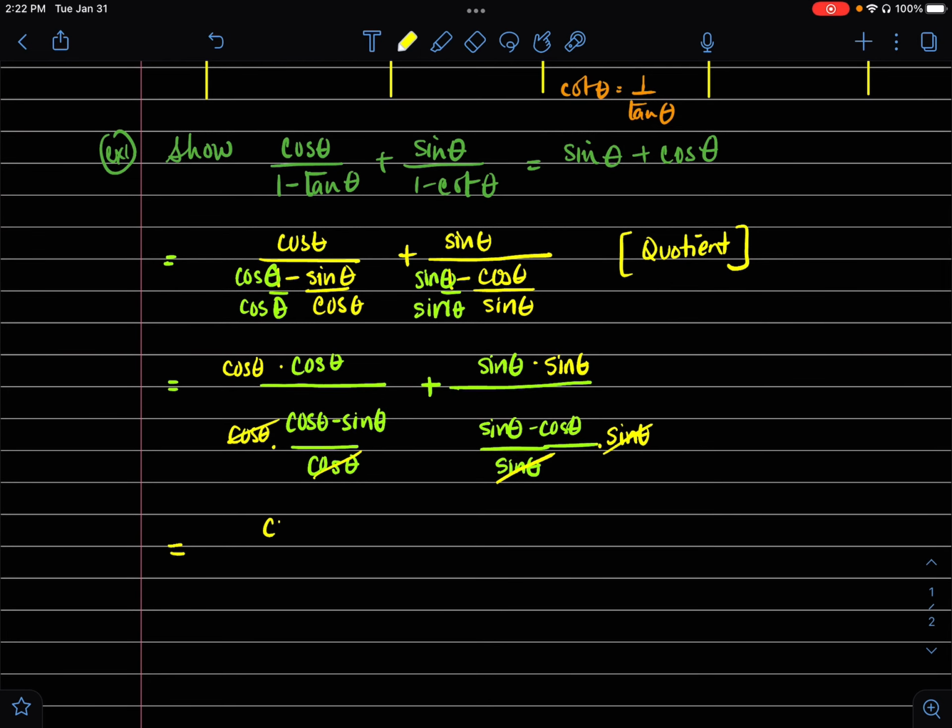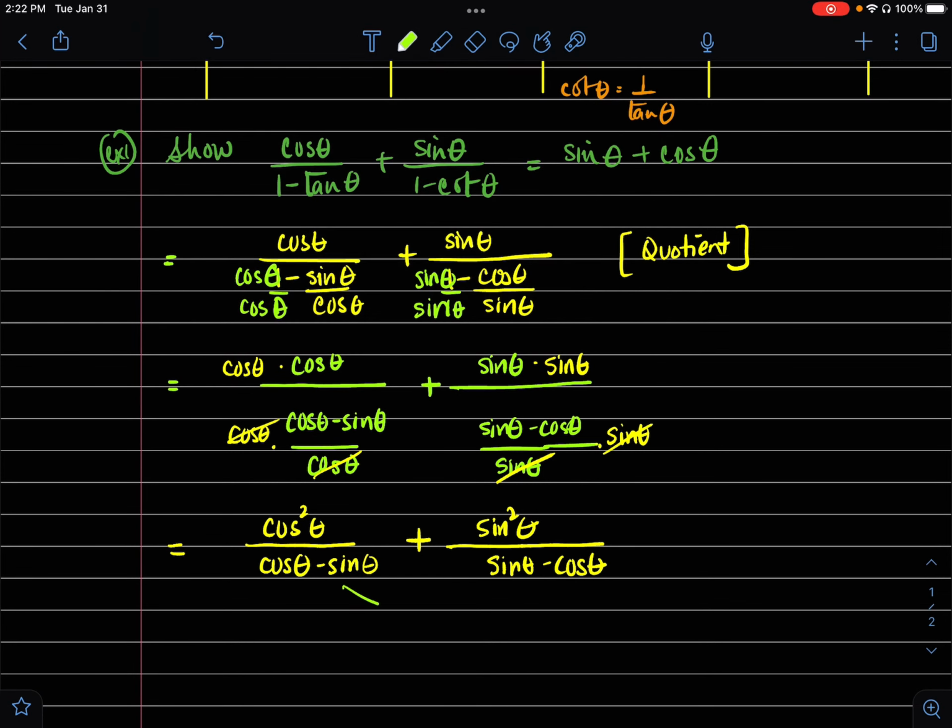Now cosine times cosine gives me cosine squared theta. Remember, do not square the angle. It's the trig function that has been squared. In the denominator, I have cosine theta minus sine theta still sitting there. And plus, this multiplies to sine squared theta over sine theta minus cosine theta.